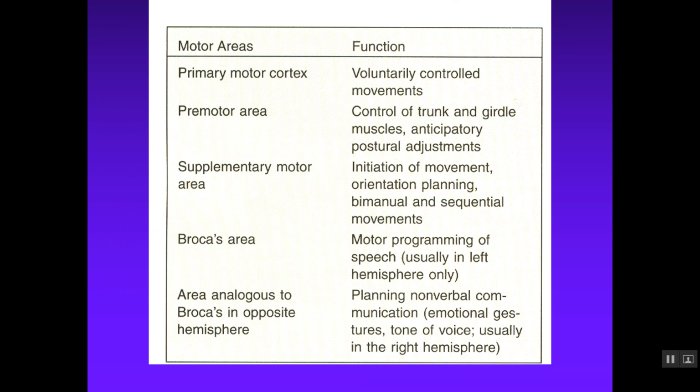Primary motor cortex, voluntary controlled movements, all right? Premotor areas, this is control of trunk and girdle muscles, especially anticipatory and postural adjustments. That supplementary motor area, initiation of movement, planning, bimanual and sequential type movements. Broca's area, motor programming for speech, usually in the left hemisphere only. And then the area analogous to Broca's, planning of nonverbal communication. Emotional gestures, tone of voice, right hemisphere.